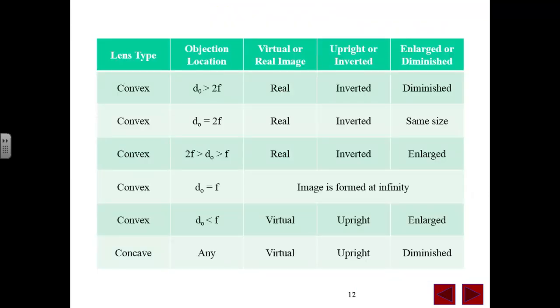So here's a quick chart which goes through all of the possible situations. It's worth pointing out that these are really the same possible situations as a mirror, except flipped concave and convex. Otherwise, all of this is the same. Object location, virtual or real image, inverted, enlarged. Real images are always inverted. Virtual images are always upright. There's a situation where the image is formed at infinity.